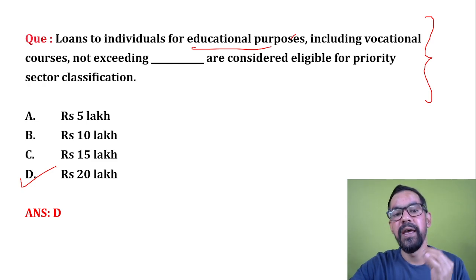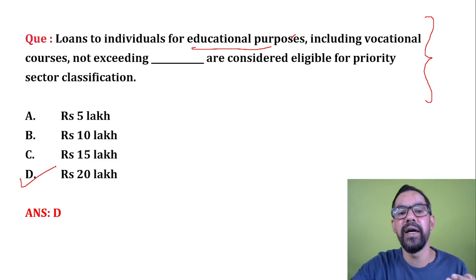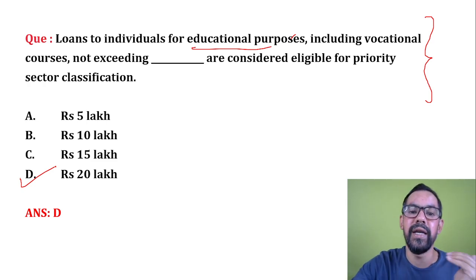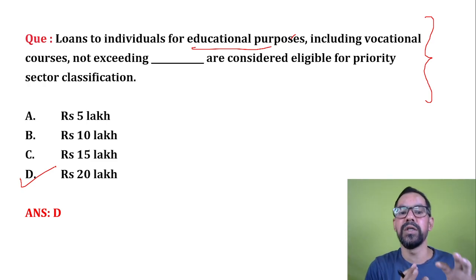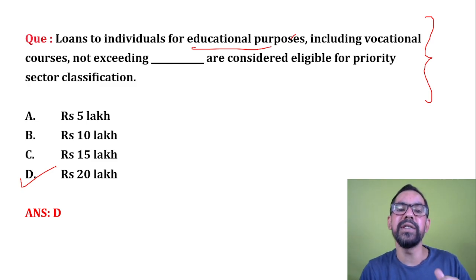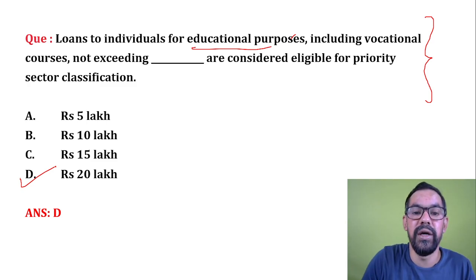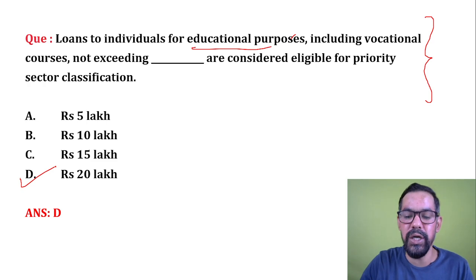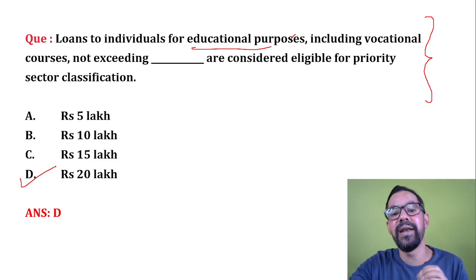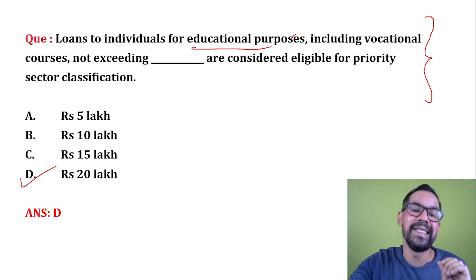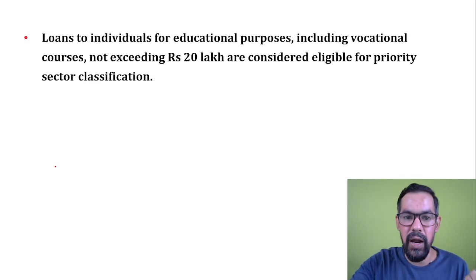Okay, so let's say State Bank of India gives a loan of 25 lakh rupees to Mr. X. Out of the 25 lakh, they can show 20 lakh rupees when they report their PSL to RBI. So 20 lakh is the maximum limit which can be considered as priority sector lending as per the RBI provision.